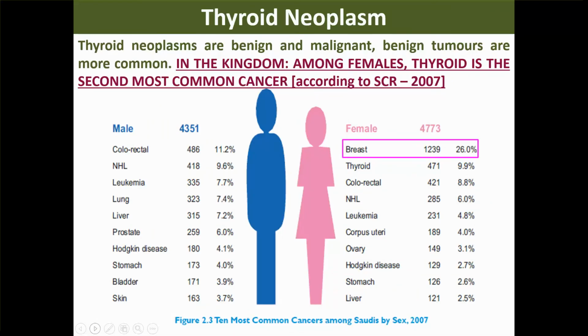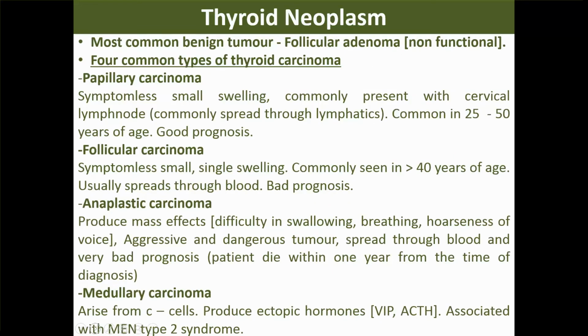So now coming to the thyroid neoplasms, remember any organ we divide the neoplasms into benign and malignant. Even the benign tumors are very common, but in the Kingdom, the thyroid gland stands as the second commonest tumor in the female. So please keep that in your mind. Actually, this data may be old, from 2007, but I don't find any recent data in the Saudi Cancer Registry. Now, the most common benign tumor of the thyroid is follicular adenoma.